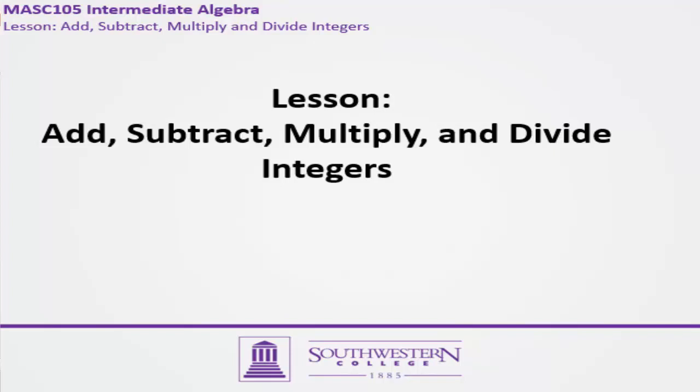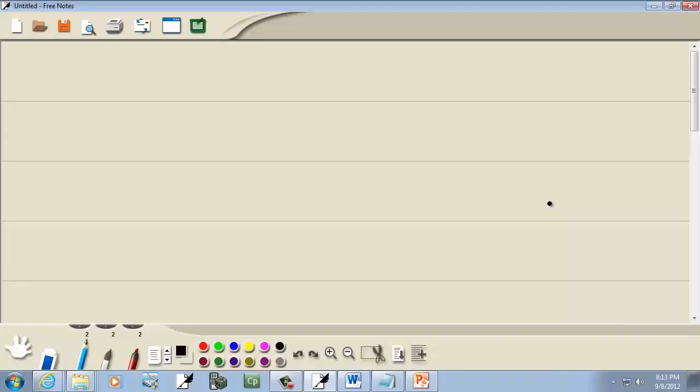Let's take a look at adding, subtracting, multiplying, and dividing integers. Now, I call these shortcuts. They're not exactly shortcuts, but they're ways of simplifying. I'd say numbers, but it actually can apply to anything.